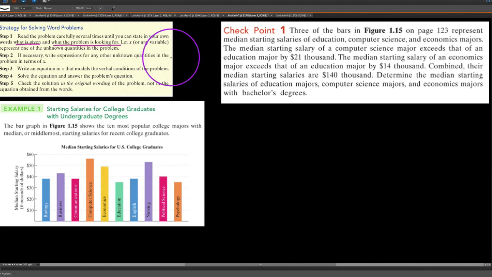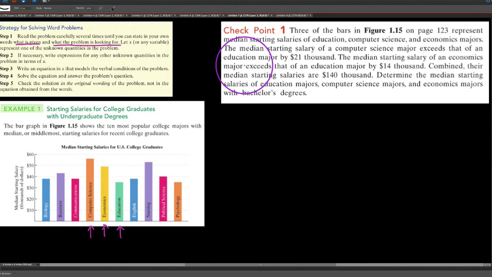So let us go ahead and look at this problem here. It says 3 of the bars in this figure over here represent the median starting salaries of education, computer science, and econ majors. So you can see in this figure we have the median starting salaries for U.S. college graduates, and we're referring to computer science, economics, and ed majors. Okay, a little decline here, but this is their median starting salary. Notice this is in thousands of dollars.